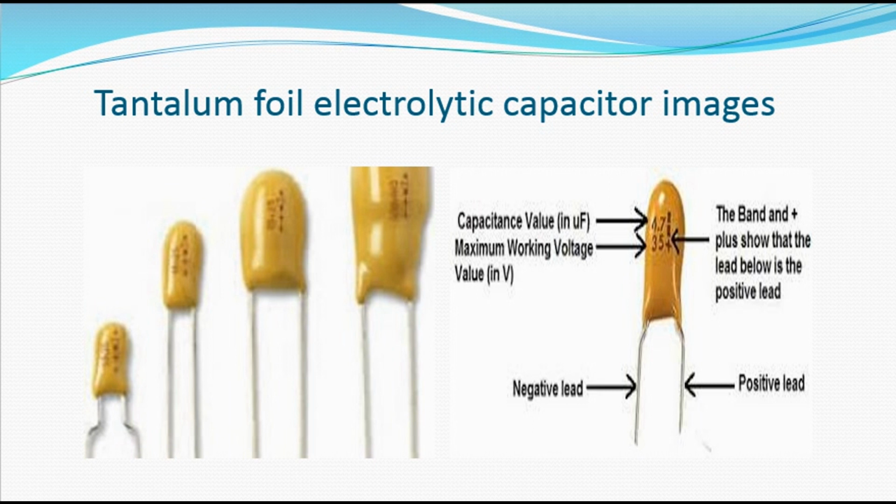Now, on this symbol, the one that has a short leg signifies the positive leg, and the one that has a long leg signifies the negative leg. And you can also see from this, this one is 35 volts, while this one is 4.7 nanofarad, while this one is 35 volts. Now you can see that there is a positive sign attached, to signify that the short leg is the positive, while the long leg is the negative.